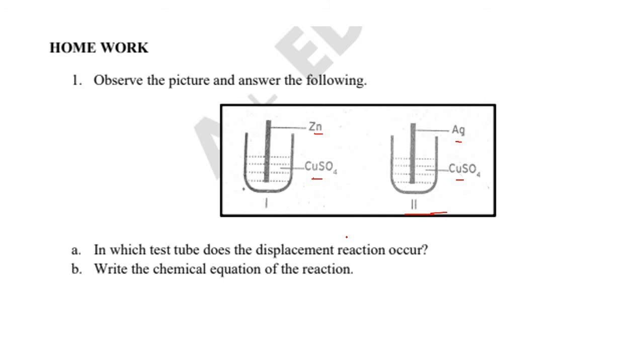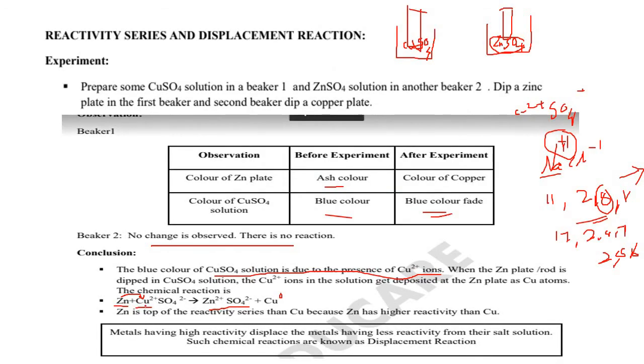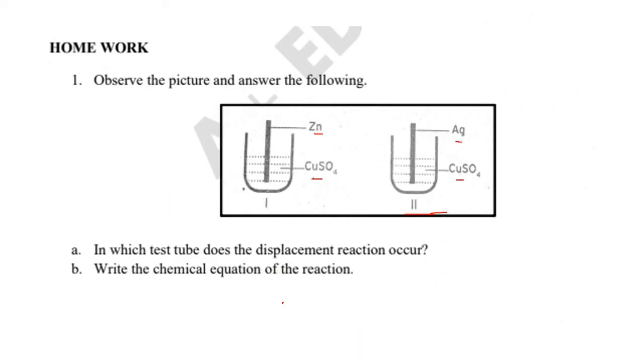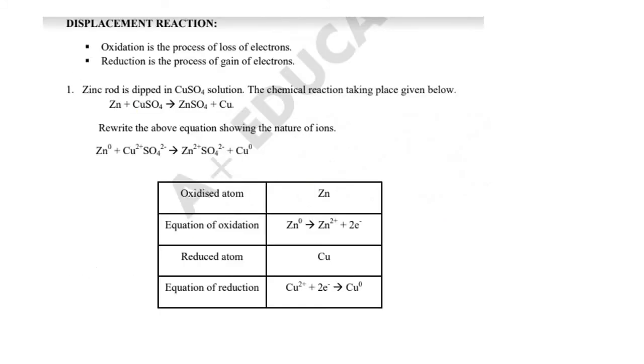Understood? And you have to write the chemical equations. How will you write them? Zn plus CuSO4 gives ZnSO4 plus Cu. Right? This equation, Zn plus CuSO4 gives ZnSO4 plus Cu. Understood? So this is the chemical equation. This also you have to write. Draw this beaker, write these questions and write the answers.